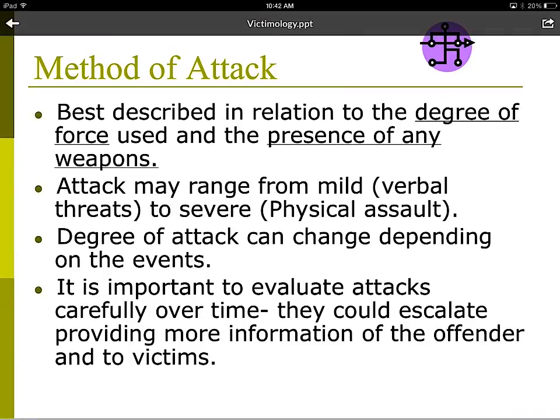Victimology also looks at the method of attack, best described in relationship to the degree of force used and the presence of any weapons. So what did they use when they attacked their victim? Attacks may range from mild, where it was just verbal, to severe, where it was a physical assault. The degree of attack can change depending on the events.